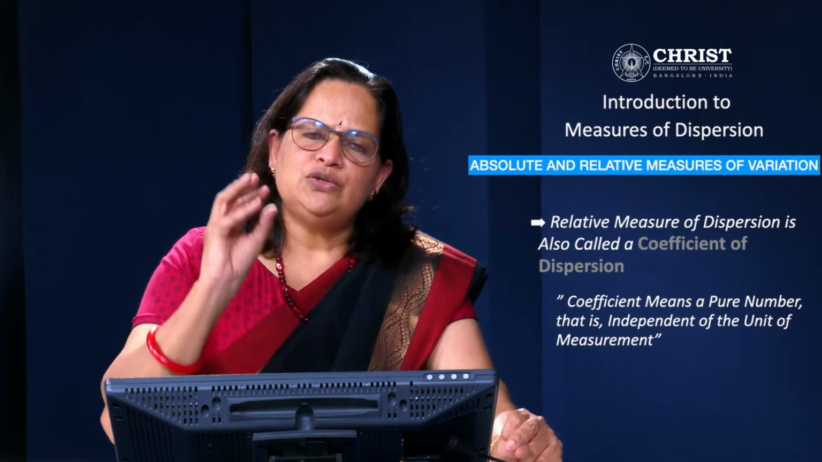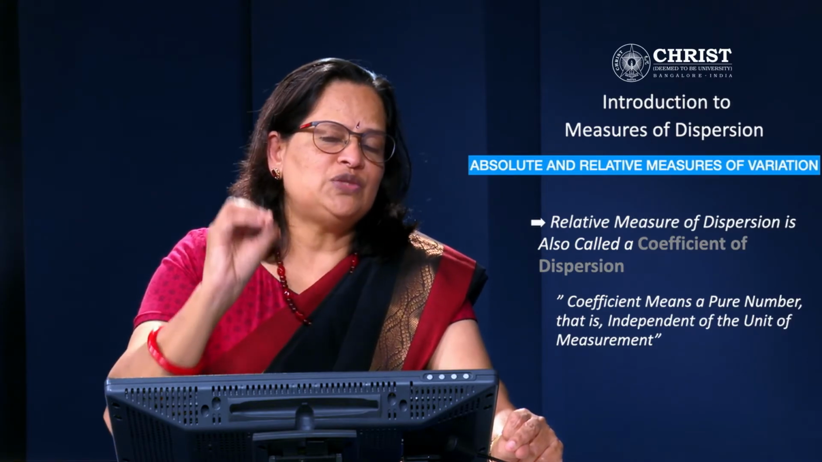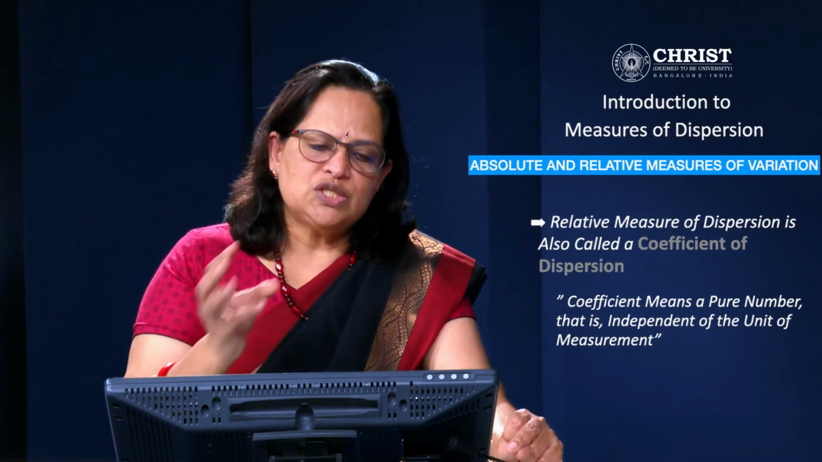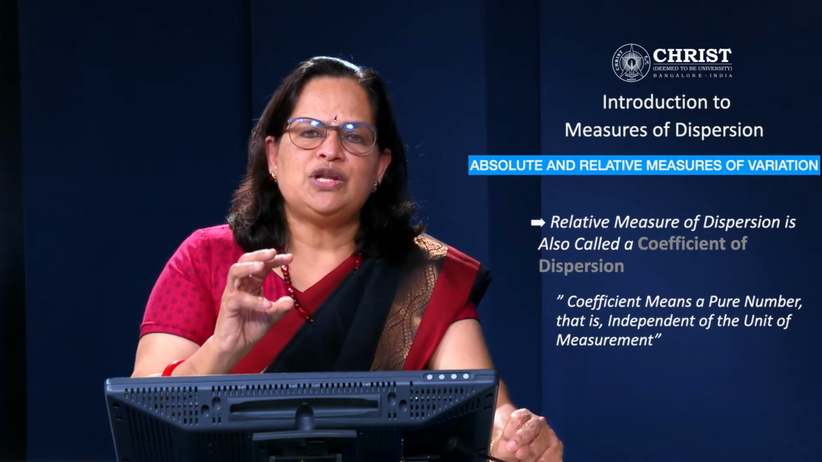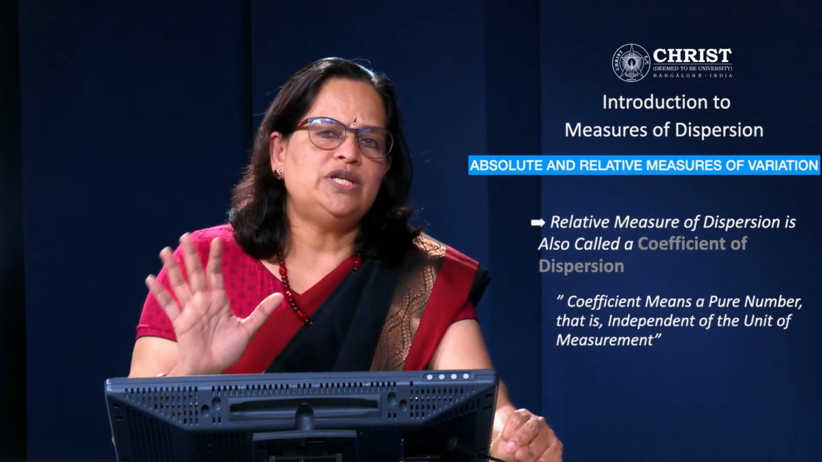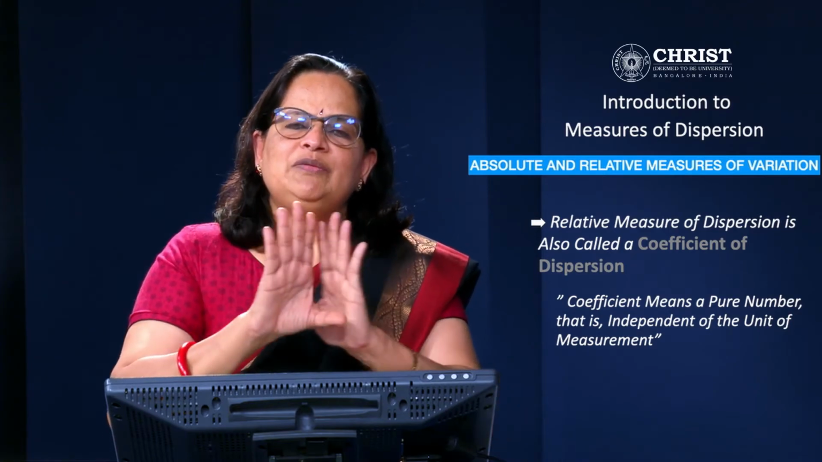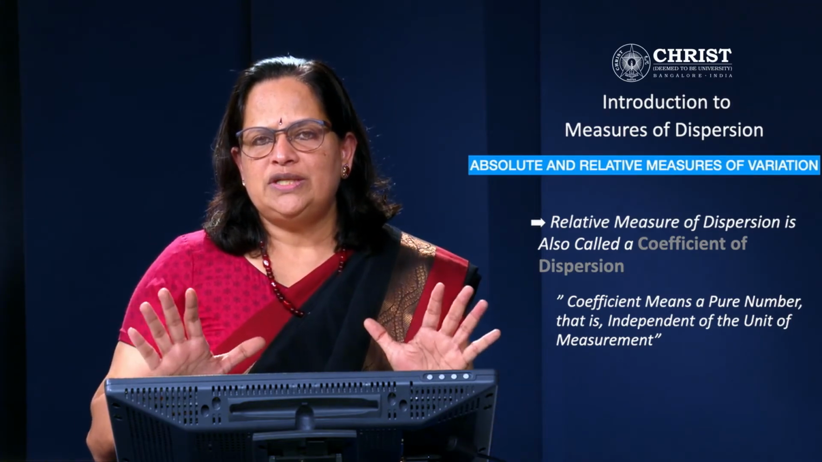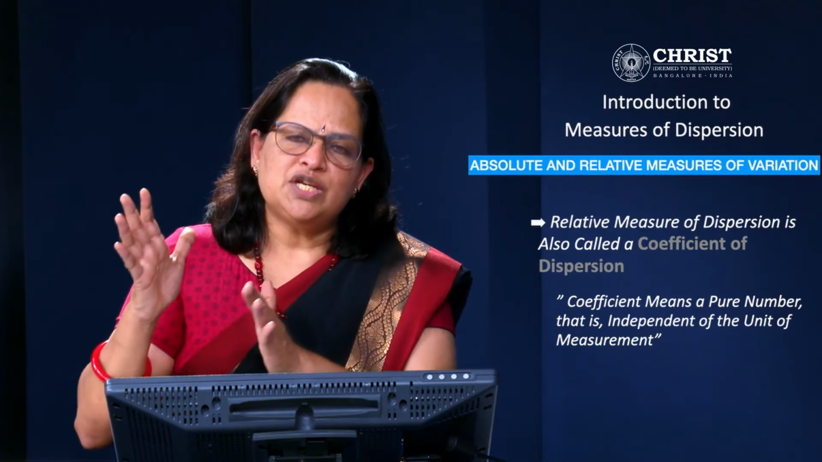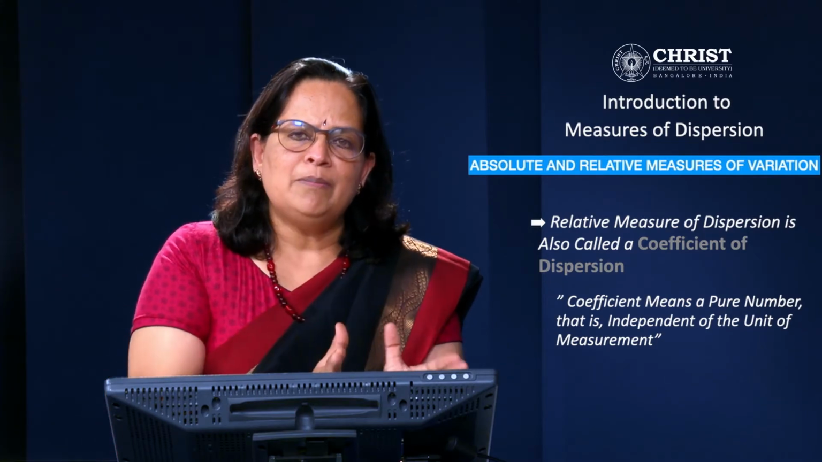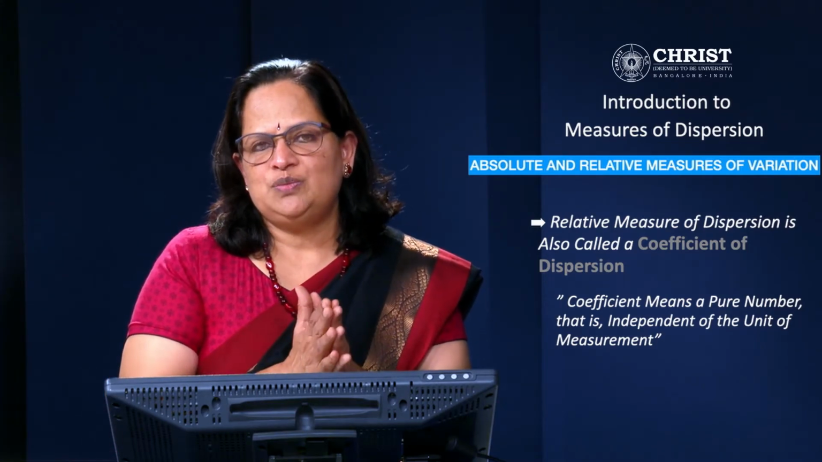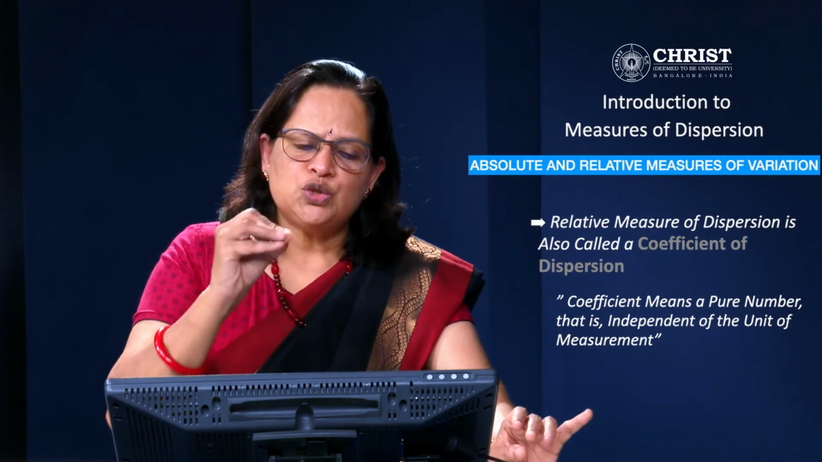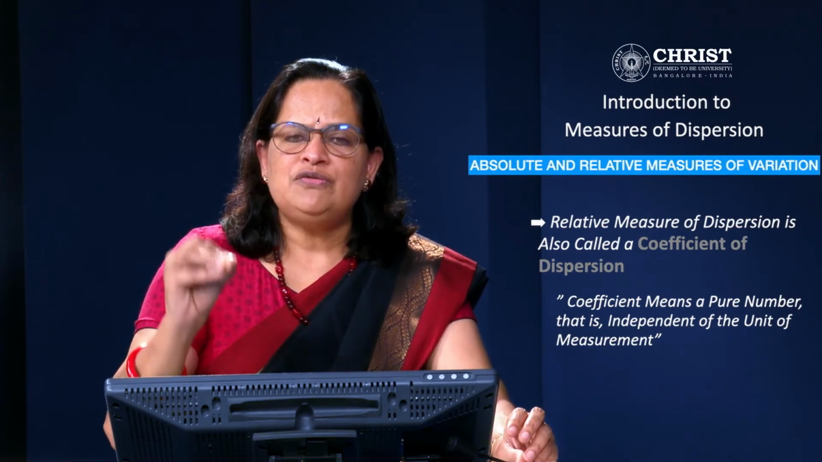See, always I used to tell you that you have to write the units when you are writing the final answer. Whereas coefficient or relative measure, you have to remember that you should not mention the units, because we are calculating without giving any importance for the units. Because two series, it may be expressed in different units, but we can compare that with the relative measure of dispersion. That is the advantage. Unit has no value in relative measure of dispersion.